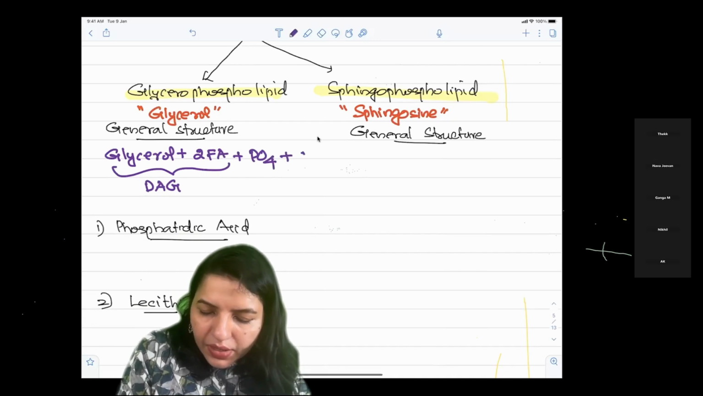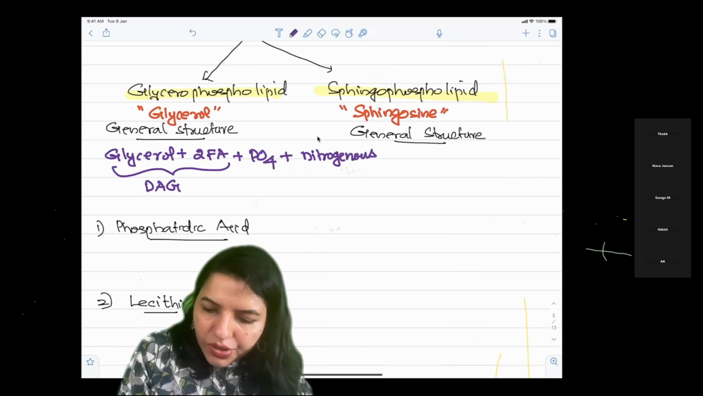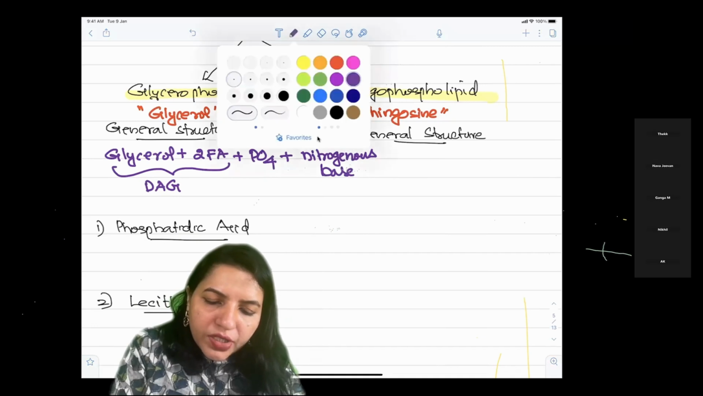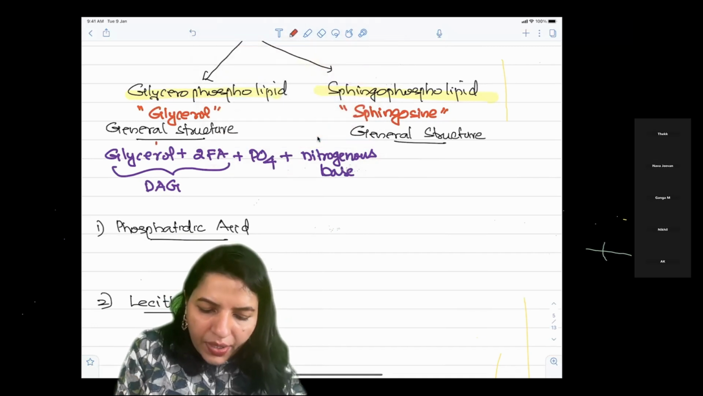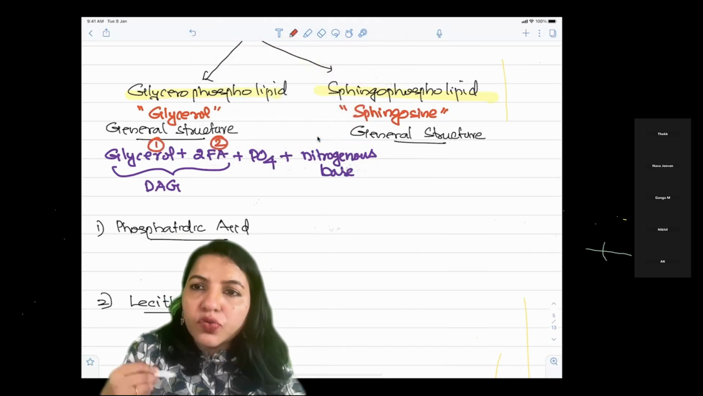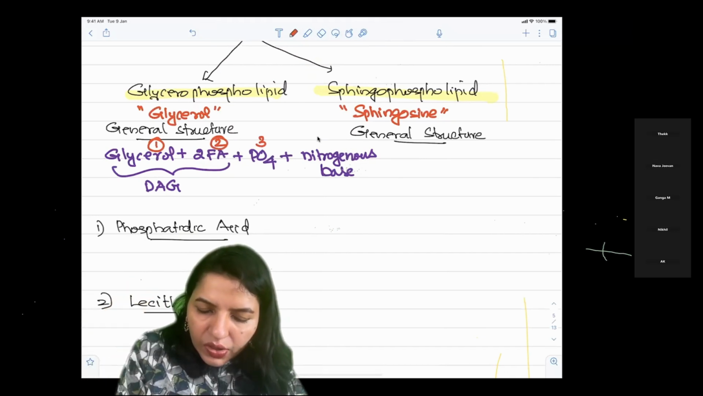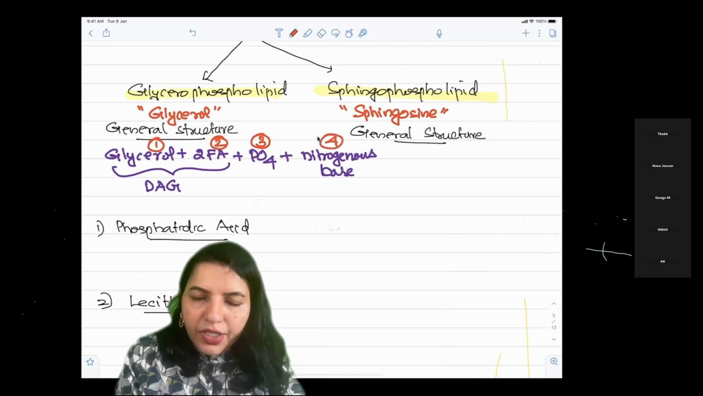plus a nitrogenous, usually nitrogenous, non-nitrogenous is also there. So I'm writing here nitrogenous base. So there are four components for every phospholipid. One is glycerol. The second is two fatty acid. That is the fatty acid residue. We call it as acyl. The third is the phosphate group. And the fourth is the nitrogenous base.